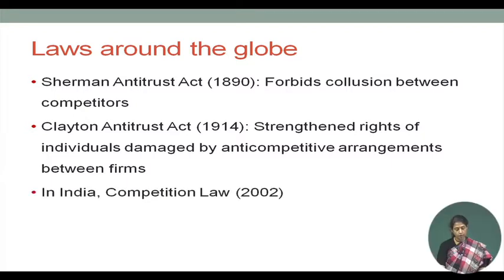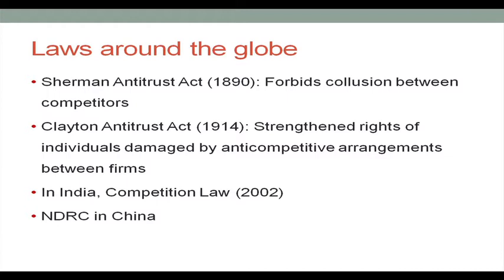In India, we have the competition law, which is relatively newer than the laws in the developed countries. These laws existed long back in the developed countries of the US and most European countries, but in India the competition law came into being in 2002 after abolishing the Monopolies and Restrictive Trade Practices Act. The MRTP Act was abolished and we had the competition law in place in India. And in China it is the NDRC.